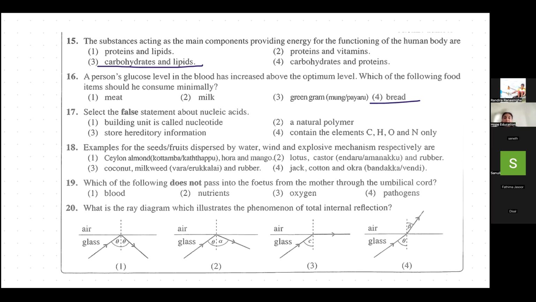Yes. There is DNA, there is RNA, there are carbohydrates. Lipids are not natural polymers. But proteins, rubber, they're all natural polymers.